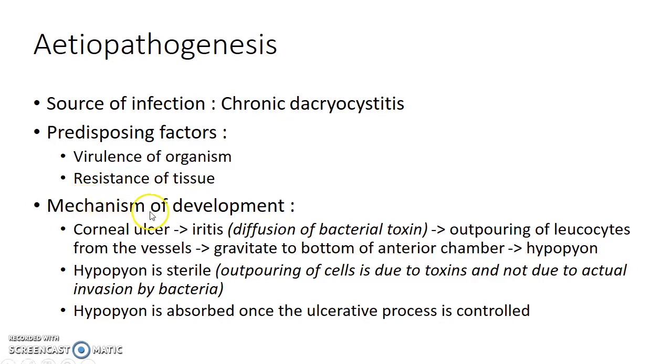Now let us see about the mechanism of development of Hypopyon corneal ulcer. The corneal ulcer can cause iritis due to diffusion of bacterial toxin. This can lead to outpouring of leukocytes from the vessels. These leukocytes gravitate to the bottom of the anterior chamber, leading to the formation of hypopyon. The hypopyon is sterile because the outpouring of cells is due to toxins and not due to actual invasion by bacteria. The hypopyon is absorbed once the ulcerative process is controlled.